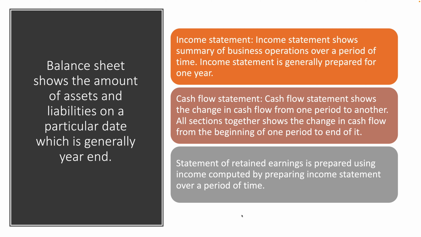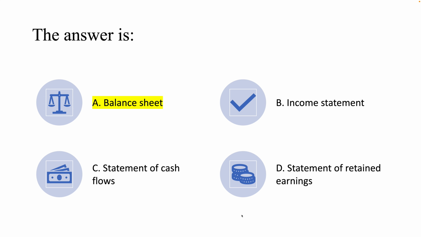And the statement of retained earnings is prepared using income computed by the income statement over the period of time. Therefore, the financial statement that provides the company's financial condition at a specific date is the balance sheet. The correct answer is A.